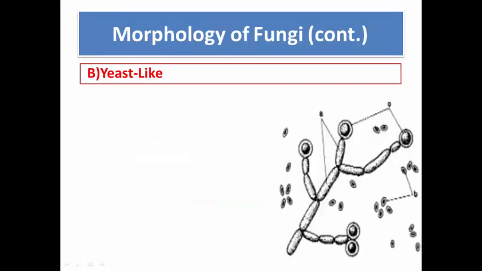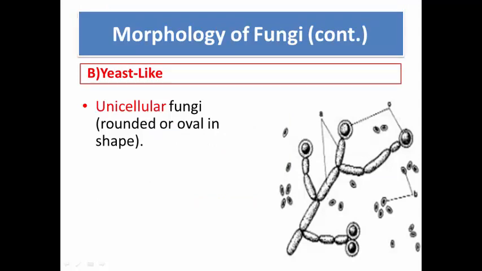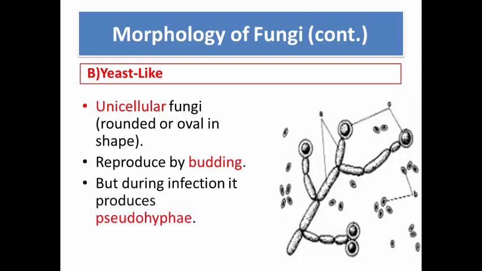In yeast-like, it is the same as yeast. It is a unicellular fungi with rounded or oval shape, reproducing also by budding, but here during infection it produces what's called pseudohyphae. The pseudohyphae is an elongation like a tube arising from the fungus. So yeast-like is like yeast in being unicellular, oval or rounded, reproduced by budding, but during infection it produces pseudohyphae. The example here is Candida. Candida is a very, very common fungal infection.